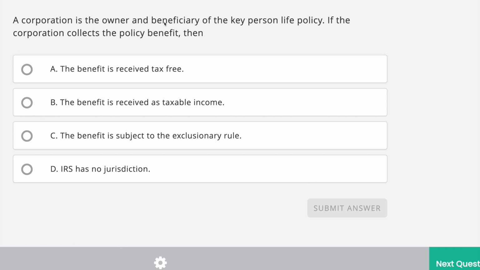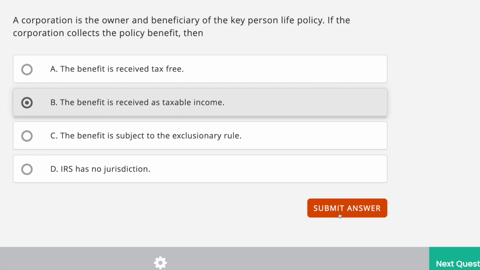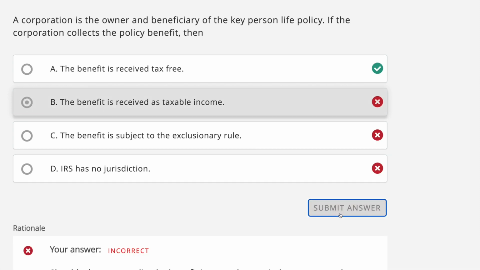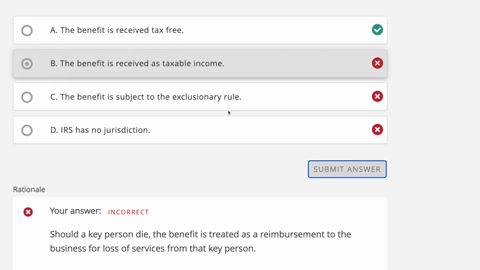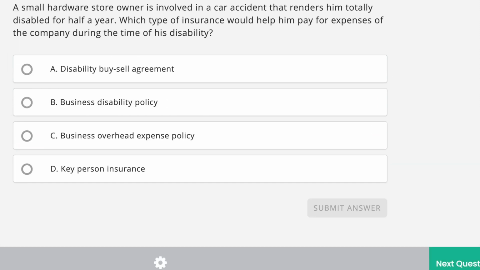A corporation is the owner and the beneficiary of the key person life insurance. If the corporation collects the policy benefit, then the benefits are taxable. Could be wrong, but let's see. Oh, tax free. Key person, the corporation collects the premiums. Okay, dang. So read that. Key person insurance, the benefits are tax free. You don't pay taxes on the benefits.